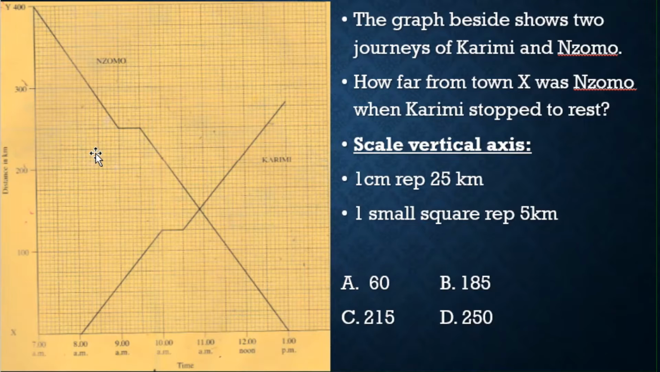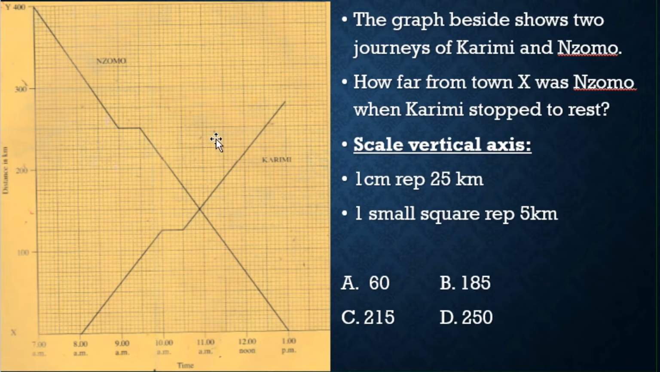Our first question says, the graph beside shows two journeys of Karimi and Zomo. How far from town X was Zomo when Karimi stopped to rest? In this question, before we identify anything, we look at the lines, which one represents Karimi and which one represents Zomo. Karimi is the one starting at 8 a.m. from town X, moves up some kilometers, rests for 30 minutes, continues towards point Y and reaches at this point.